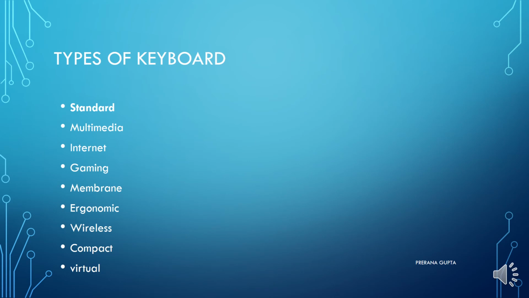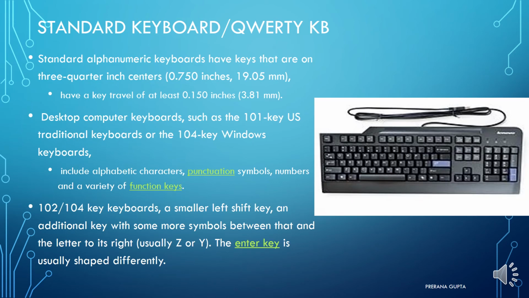Next, what are the types of keyboard? So these are the types of keyboard: standard, multimedia, internet, gaming, membrane, ergonomic, wireless, compact, and virtual. So this is the standard keyboard. You can see the size.